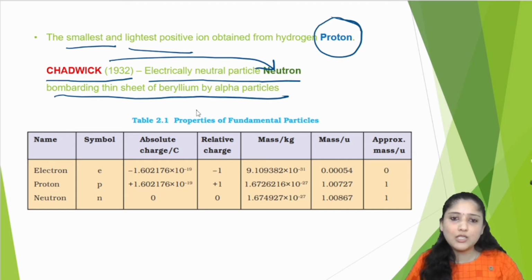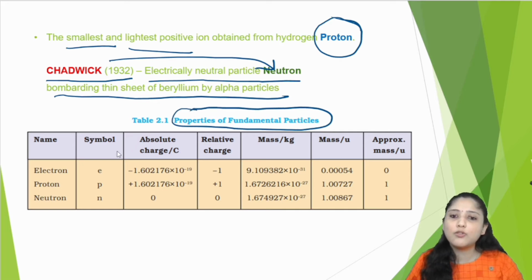This table represents the properties of fundamental particles. What are the fundamental particles? Electron, proton and neutron. The symbol of electron is e, isn't it? The charge is minus 1.602176 into 10 power minus 19. Remember the power value, 10 power minus 19. Similarly, we will calculate the relative charge as minus 1. Also, the mass of the electron we have already studied: it is 9.109 into 10 power minus 31 kilogram.